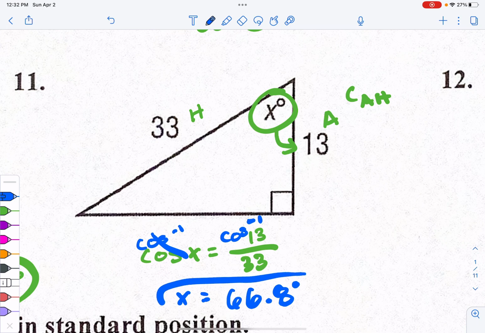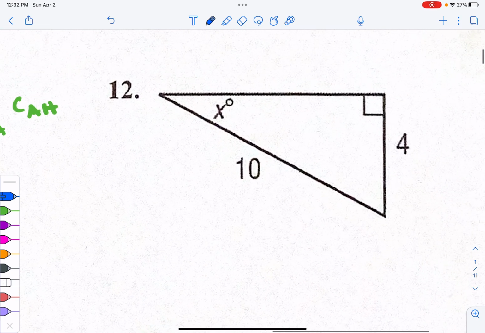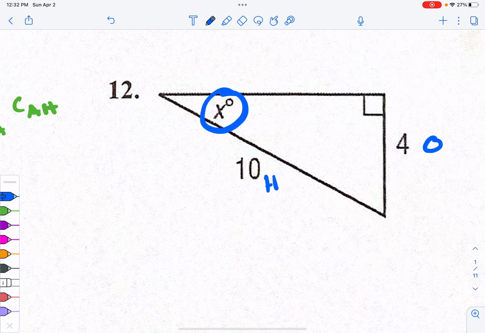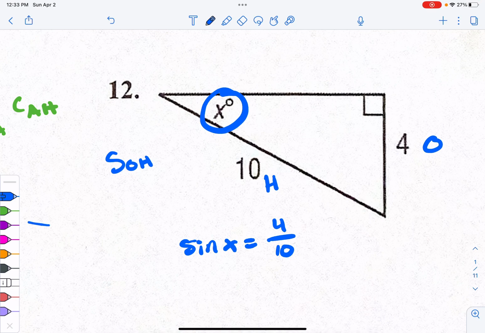Okay, practice typing that in yourself to make sure that you get the same. I mean, I could be wrong too, so that's a thing. Number 12, x is there. We've got the opposite and we've got the hypotenuse, okay? So that's going to be sine, or SOH. We've got sine of x equals, the opposite is 4, the hypotenuse is 10. And then we have to do the inverse sine.